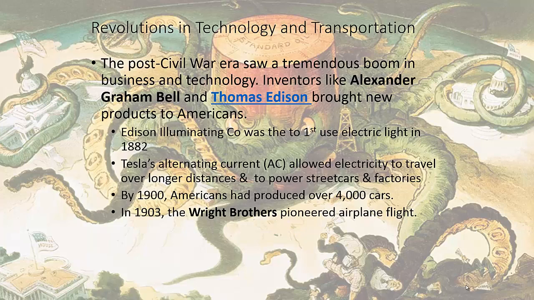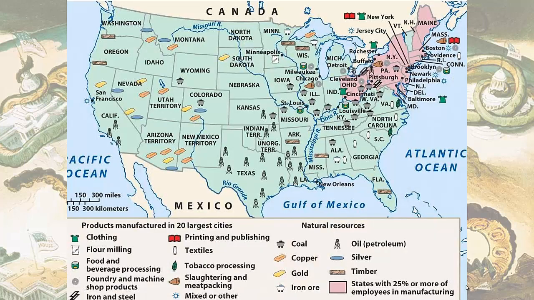Tesla invents something called alternating current, which allows electricity to travel over longer distances to power streetcars and factories. In homes, Edison is going to win out, mainly through some nefarious business practices. Over time, however, Tesla's alternating current really does prove superior. By 1900, Americans had produced over 4,000 cars, all before Henry Ford had started his plant. And in 1903, the Wright brothers pioneered the airplane flight, but there certainly had been people flying before. So this is an age of invention, and perhaps somewhat cynically, an age of stealing others' credit.